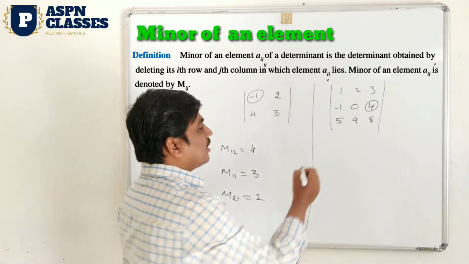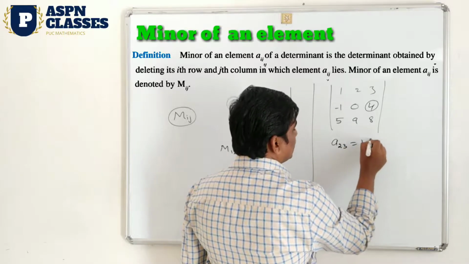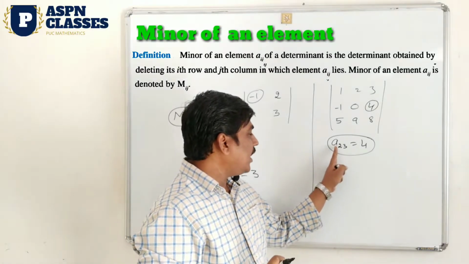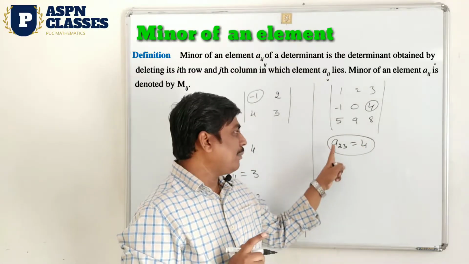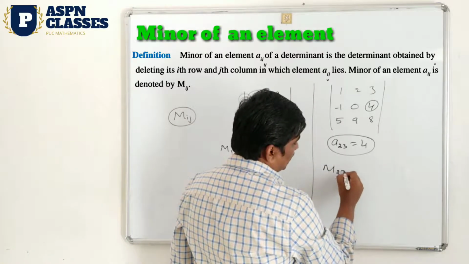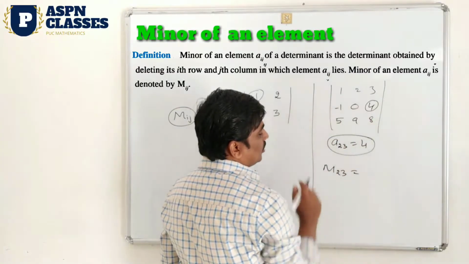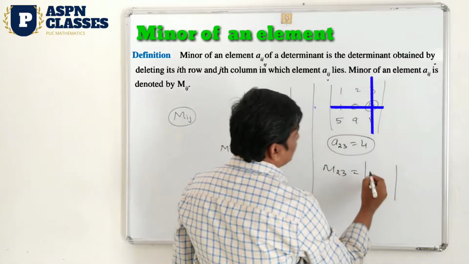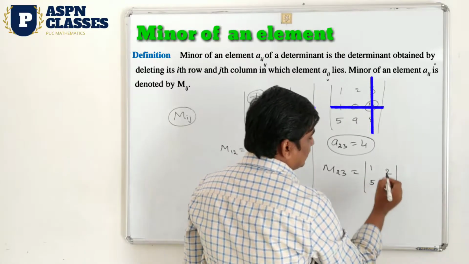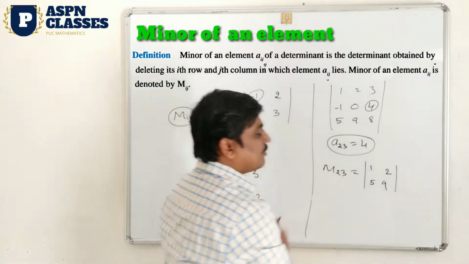A23 is the 4. The small letter a denotes the element. A23 element is 4. Find the minor of A23, that means M23. Second row and third column you have to delete. What is remaining? You have to write down 1, 2, 5, 9. The determinant is remaining.